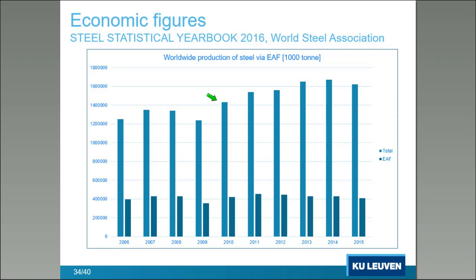You see here over the years, these bars on the top are representing the total worldwide production of steel. And here in the dark colored bars, you see the production of steel by means of electric arc furnace. Therefore, I think here we cannot conclude that the application of the electric arc furnace is increasing in the steel industry.